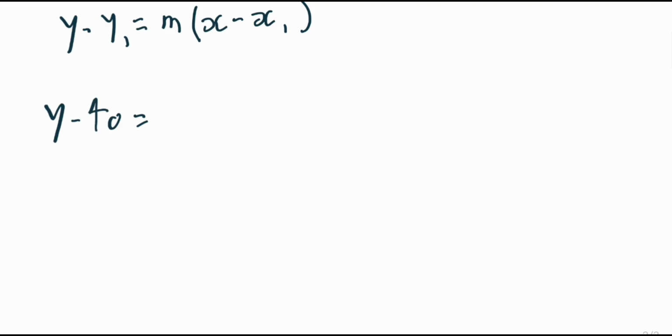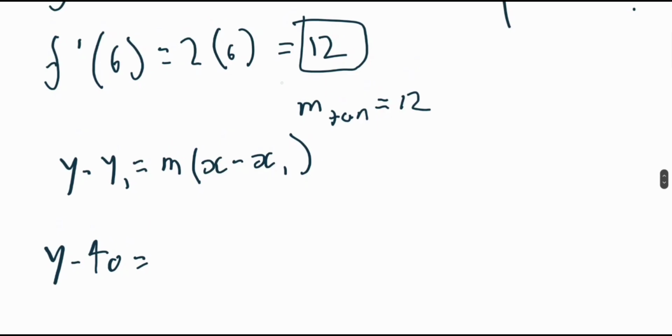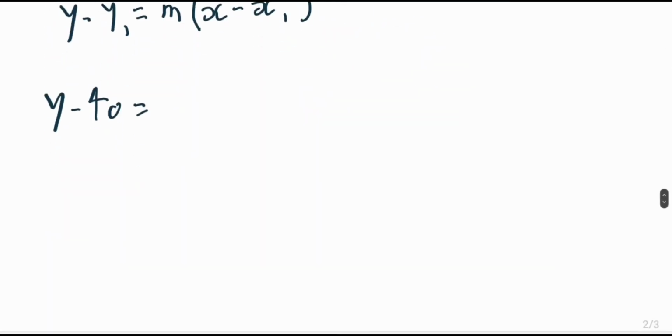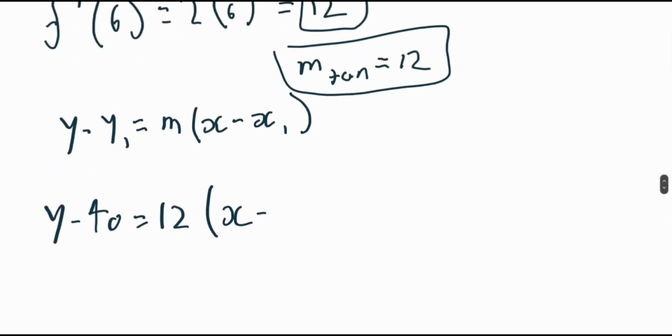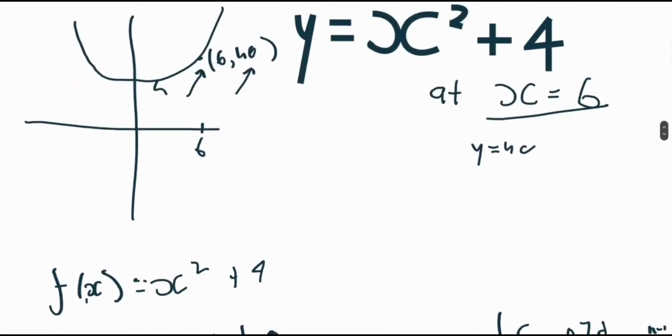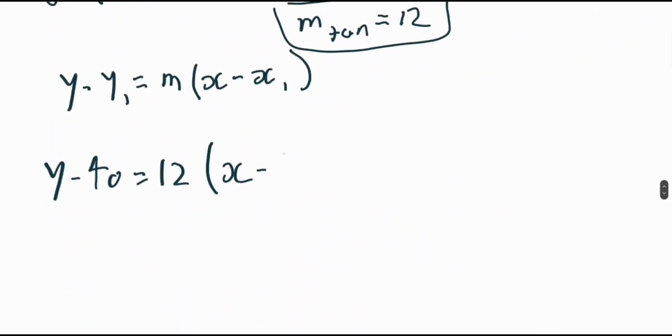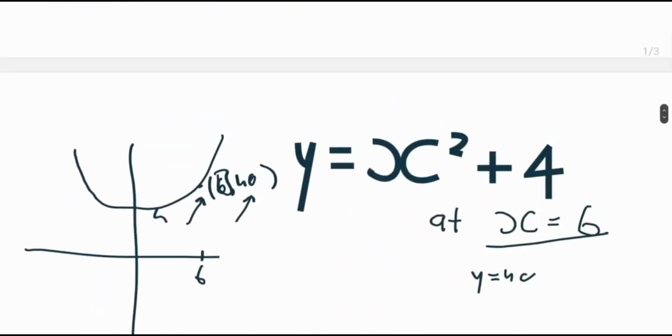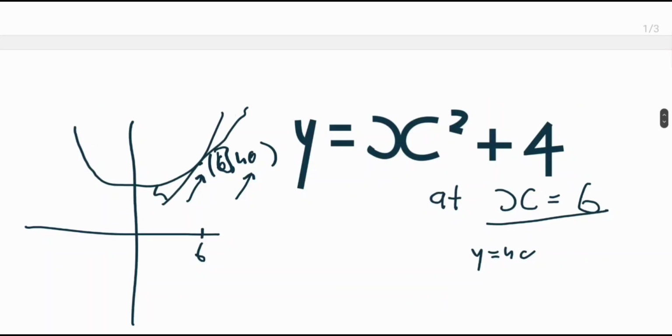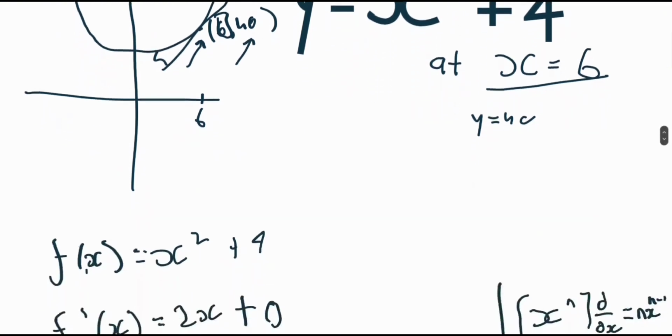The reason I'm changing my 4's up is because I want to make it easier for you guys to read. And our m, which is going to be our slope, is 12. So our x1 is going to be 6, as our y1 is 40, so x minus 6. Great. So that means that this slope here is going to be 12. That is the instantaneous rate of change.